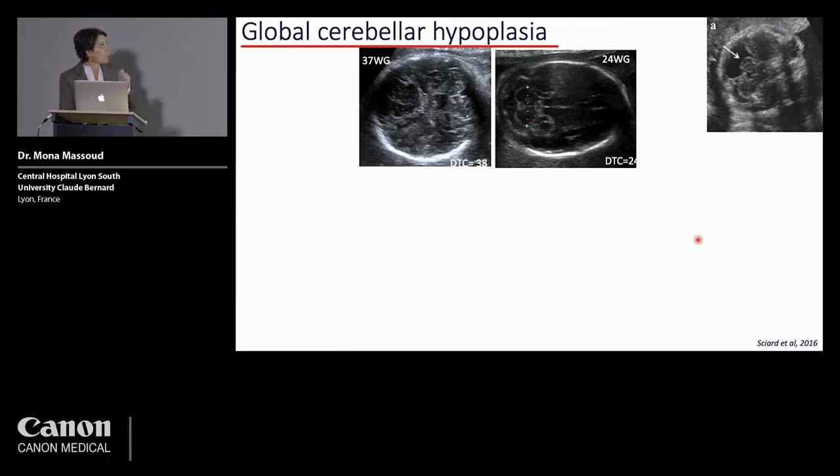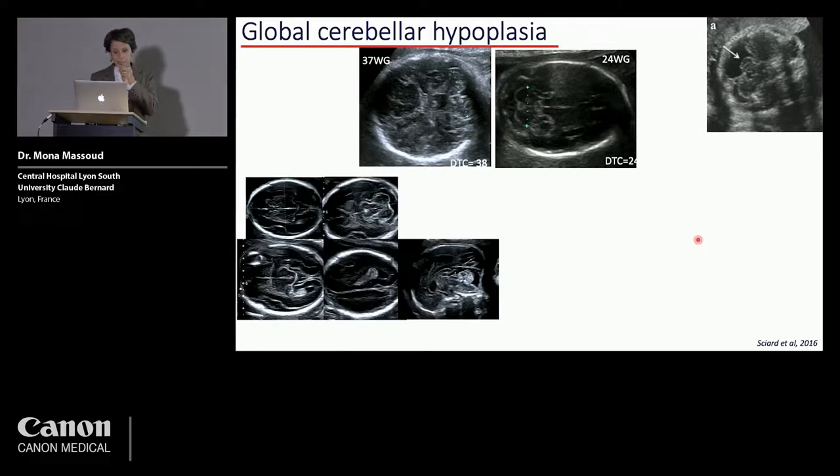What about global cerebellar hypoplasia? This is more tricky, more difficult. Why? Because sometimes, if we don't measure, if we don't have any other anomalies, we cannot make the diagnosis. But once you measure and you have a reduction of the transverse cerebellar diameters, what are you going to do?